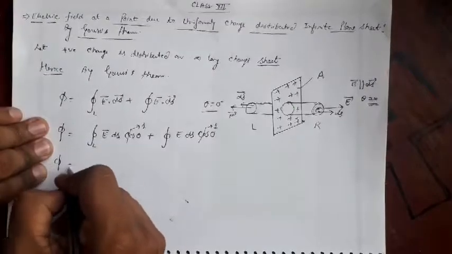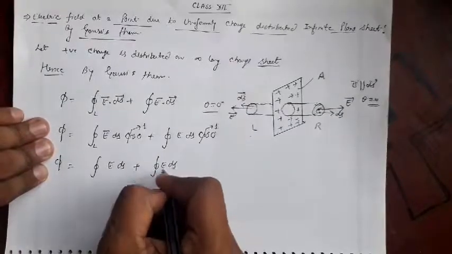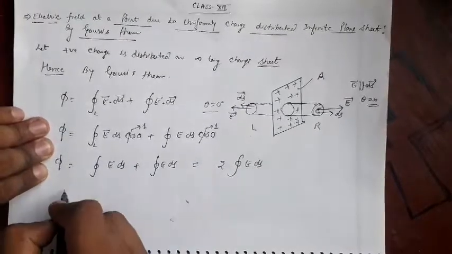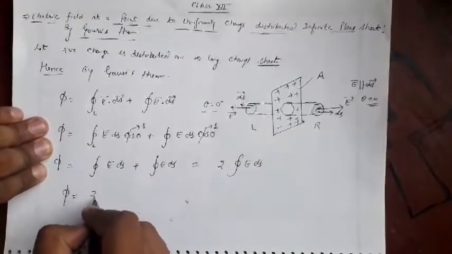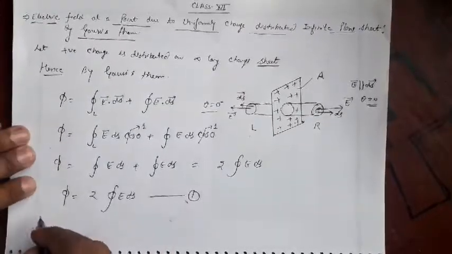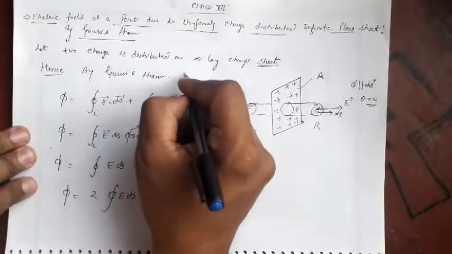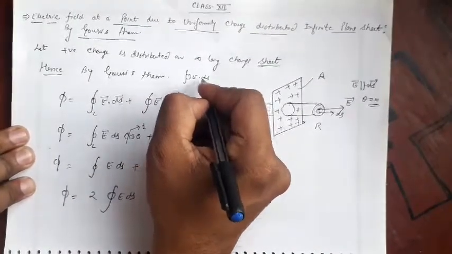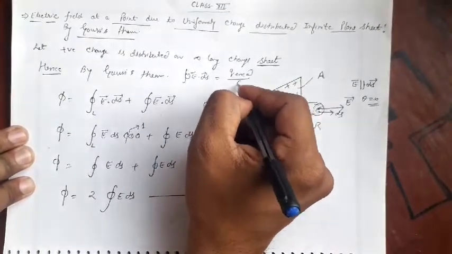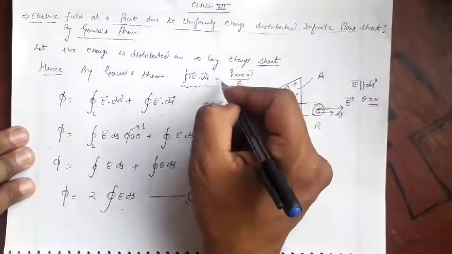Then we will get integration E dS, both are same, then we can say 2 times of E dS. The net flux is 2 E dS. This is the equation first, and this is the Gauss का left portion है, because by the Gauss theorem you have to find E dot dS is equal to q enclosed upon epsilon naught. So this left region we have found net flux, and now we will consider the right form.